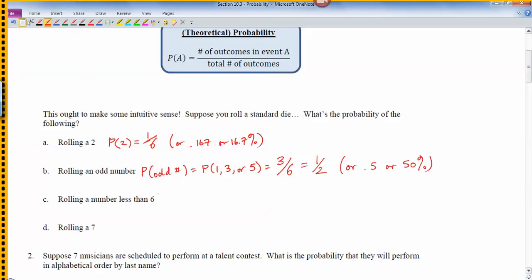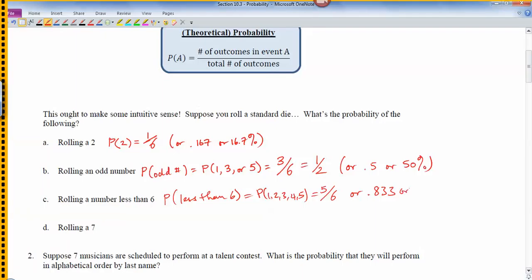Rolling a number less than 6, well, the probability of less than 6 really means the probability of a 1, 2, 3, 4, or 5. And the probability of rolling that, you've got 5 outcomes in that event out of 6 total outcomes, so it's 5 out of 6. Or if you convert that to a decimal, it's 0.833 repeating, or 83.3%.